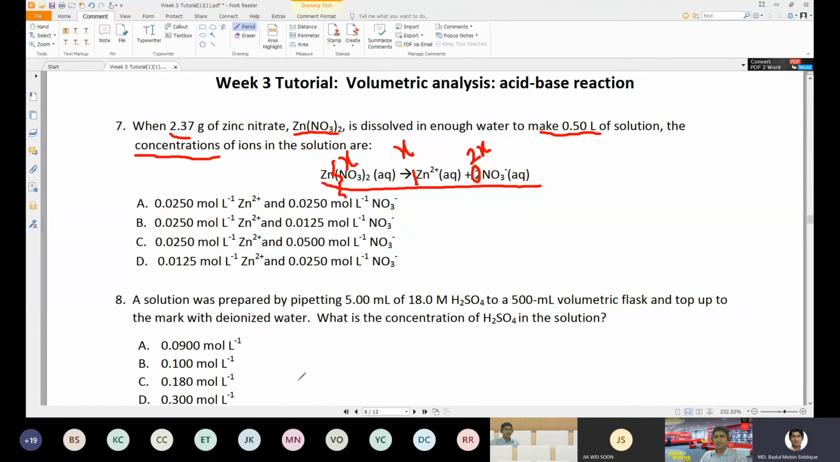So now, how can we find the number of moles? 2.37 over the molar mass of zinc nitrate. Zinc nitrate molar mass will be, zinc is, I forgot. Let me check.